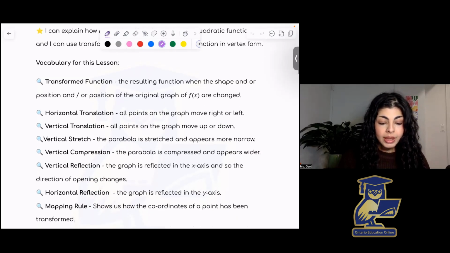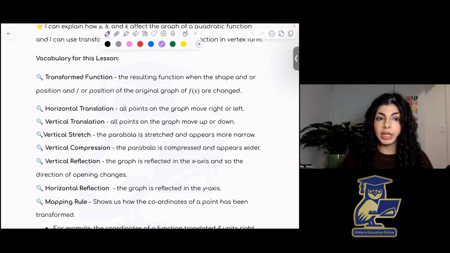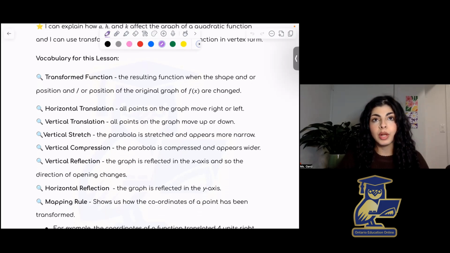Now, how can graphs be transformed? If you remember last lesson, we looked at translating, vertical stretch and compression, reflections, as well as rotations. With functions, I hope you've seen that we don't really use rotations, but we do have translations, compressions and stretches, which are dilations, as well as reflections.